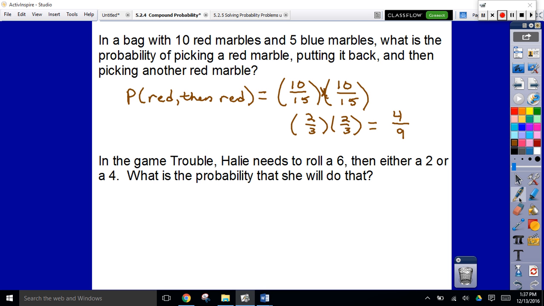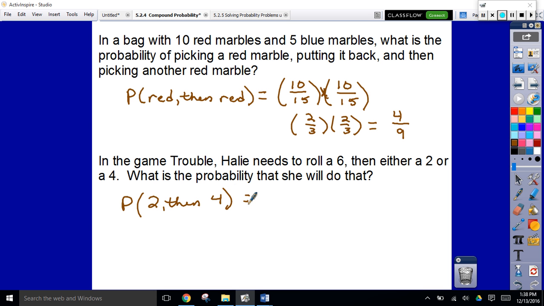Whenever you're playing the game, your pieces are in your little home area. And to get out of the little home space, you have to roll a 6 first. Now it says for this problem in the game Trouble, Haley needs to roll a 6, then either a 2 or a 4. Maybe there's other people's pieces all lined up, so she would roll a 6 and then a 1, she'd run into somebody else's piece. She wants a 2 or a 4 because she wants to send those people home. So that's what she wants. So let's find the probability that she's going to do that. So it's the probability of rolling a 2, then a 4.